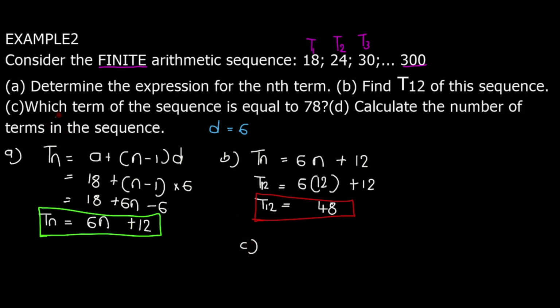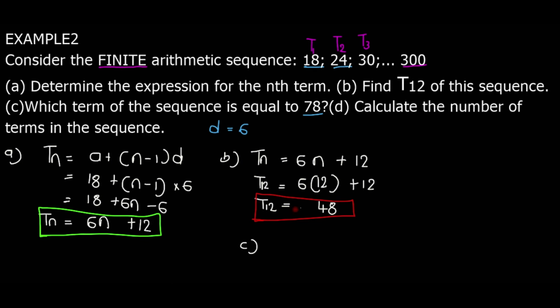Number C, which term of the sequence is equal to 78? The question is only giving 78, but it is in term number what? For example, we have 18, and the 18 is in term number 1. We have 24, and the 24 is in term number 2. But we have 78, and the 78 is in term number what? Find the n, the number of terms.